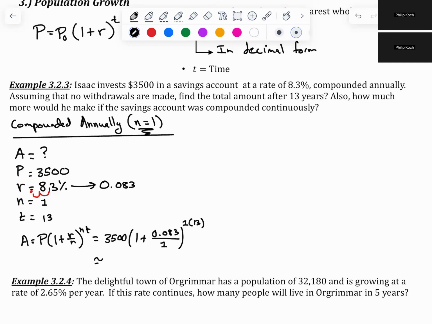So approximately, if you round to the nearest 2 decimal places, you get $9,868.20. And we'll round to 2 decimal places because that's what makes sense.